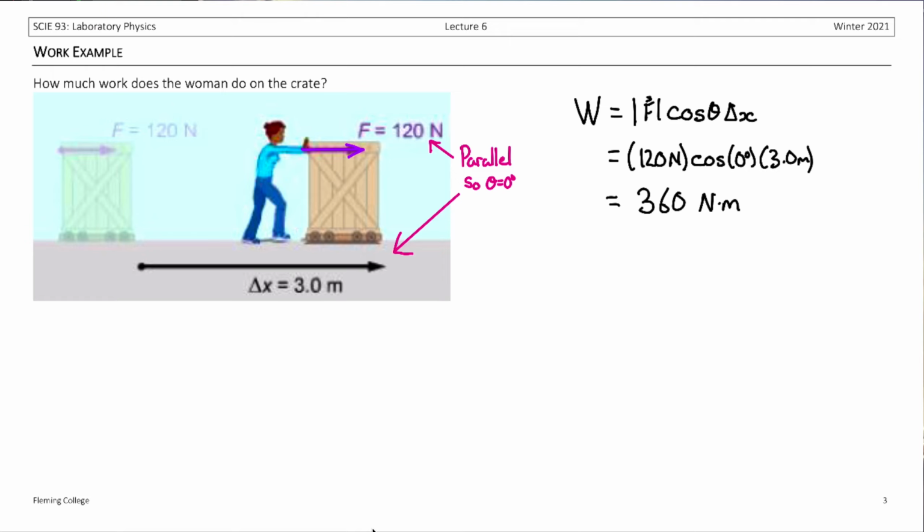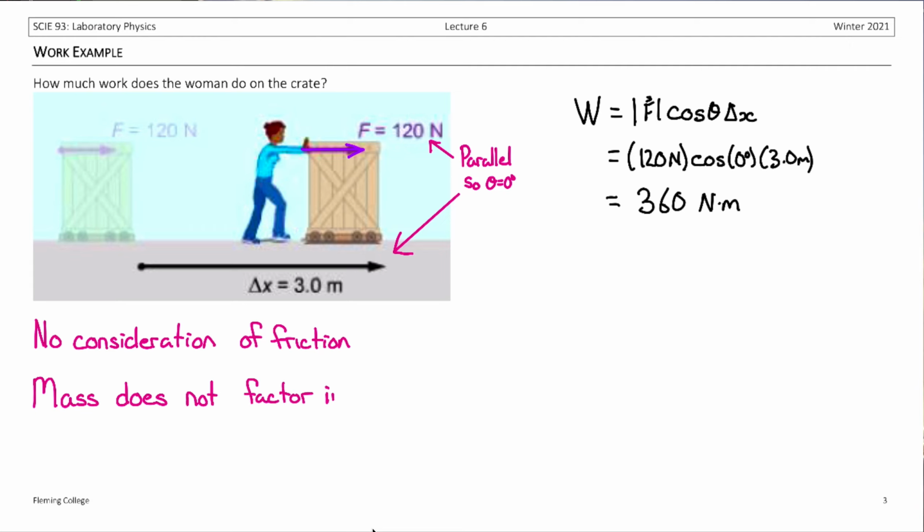Some of the assumptions that we had to make here is that there was no consideration of friction. We also didn't need to know the mass, so the mass of the crate doesn't matter for work. And without mass, we have no way of knowing how this crate moves while the force is being applied. In fact, if all we are considering is the amount of work the woman does on the crate, then none of those considerations make a difference. Those considerations will come up for a different type of problem later in the lecture.